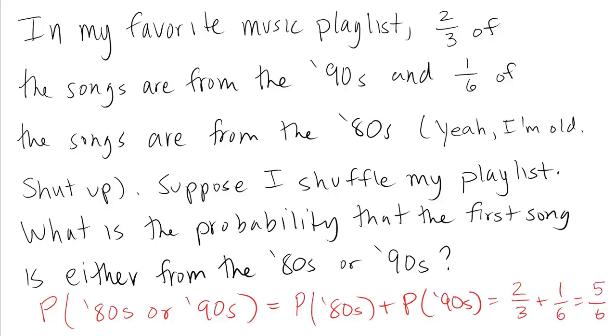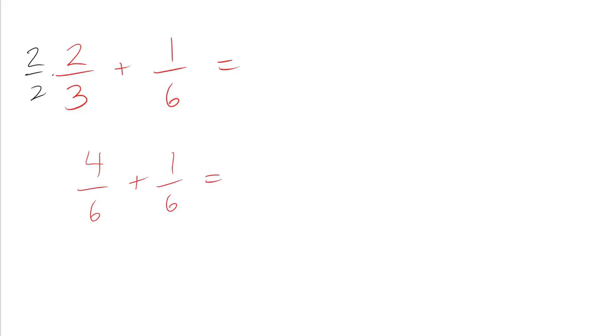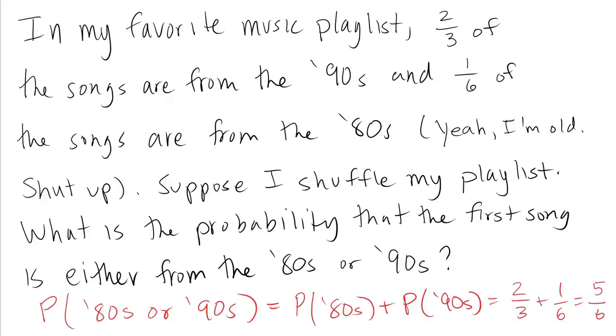And I guess I should show you how I got that result. 2/3 plus 1/6 is fraction addition. I have to get a common denominator, so I can multiply the first fraction by 2/2. And I get 4/6 plus 1/6. And when you add fractions with a common denominator, you just add the numerators. And that's 5/6.